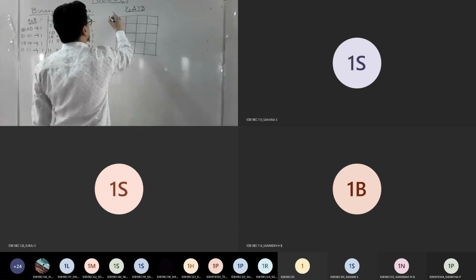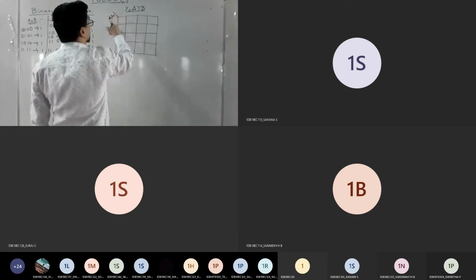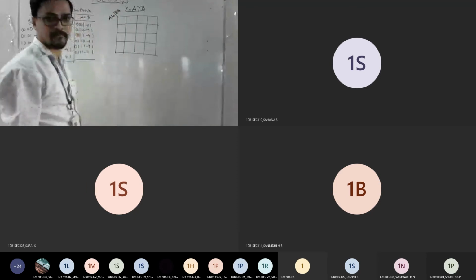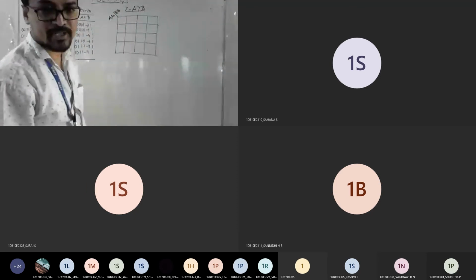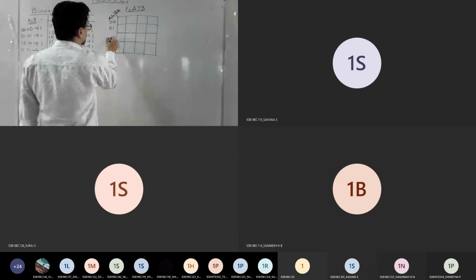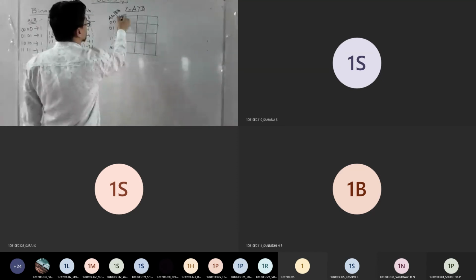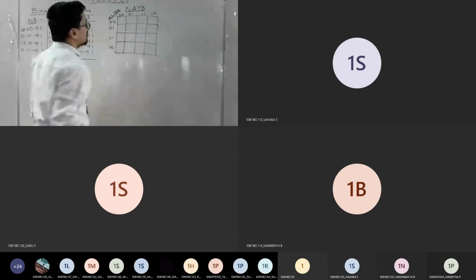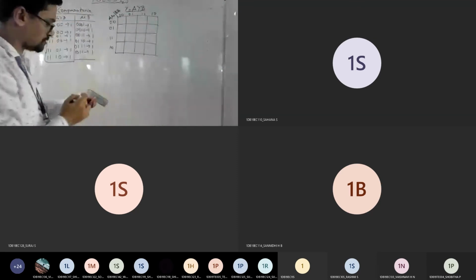So you'll be having the combinations: one is A1 A0, the other is B1 B0. These are the combinations you have: 0 0, 0 1, 1 0, 1 1. Similarly here also. Now tell me where I should fill 1.